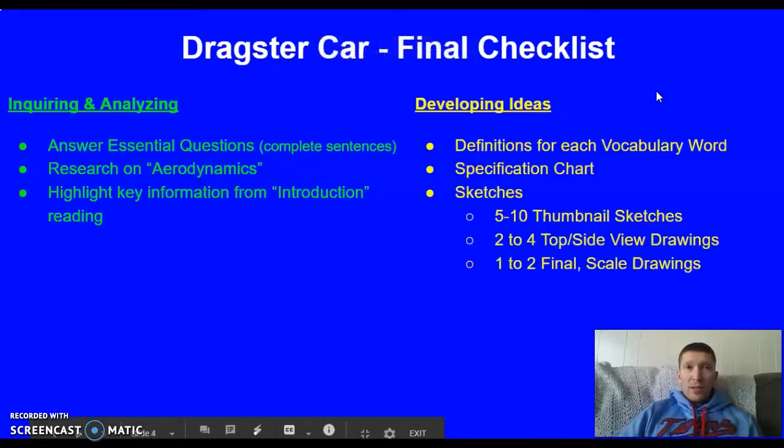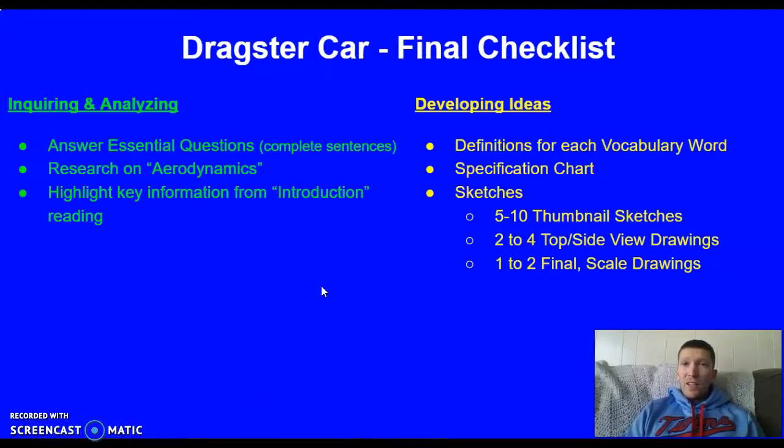The second grade is developing ideas. So for developing ideas, you had to have definitions for each vocabulary word. You had to complete the specification chart, and then you had to have sketches, where 5 to 10 thumbnail sketches, 2 to 4 top or side view drawings, and then 1 or 2 final scale drawings. So I want to show you where all 3 of those are located in your design notebook.